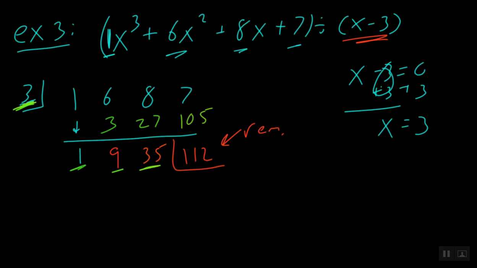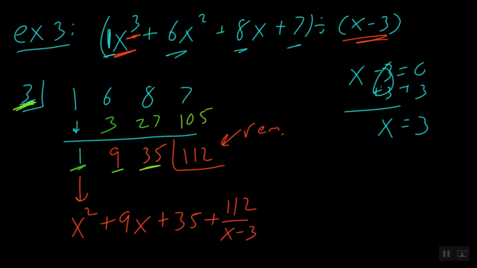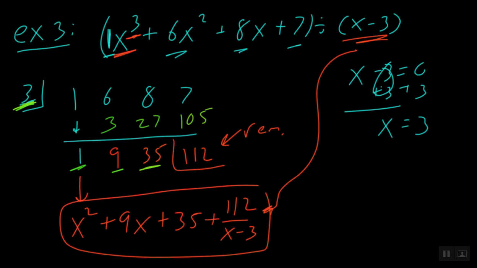okay? But how do we write this out? Well, we drop a degree, and instead of being x cubed, now we have 1x squared plus 9x plus 35 plus a remainder of 112 over x minus 3. Remember, this divisor, whenever you write the remainder, goes in the denominator. Boom. Think about all your polynomial division and how long it takes to use polynomial division. Think about how quickly we did that.